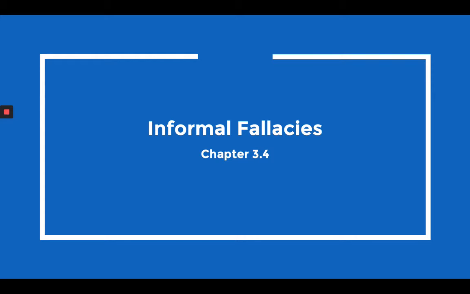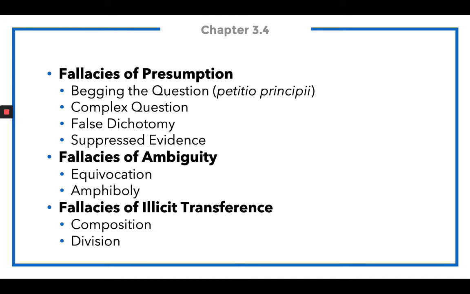This is chapter 3.4 from the Hurley text. The last set of fallacies are fallacies of presumption, fallacies of ambiguity, and fallacies of illicit transference. So those 8 that you see there are going to be the last 8 that we're going to look at.